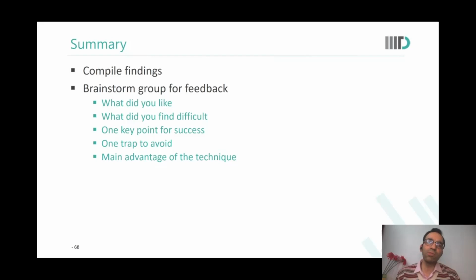Trigger session is more about when it's a playful group. When it's a playful group, then you can go for trigger session. When it's a little formal group, you can use 635. And the results you will realize are very similar.